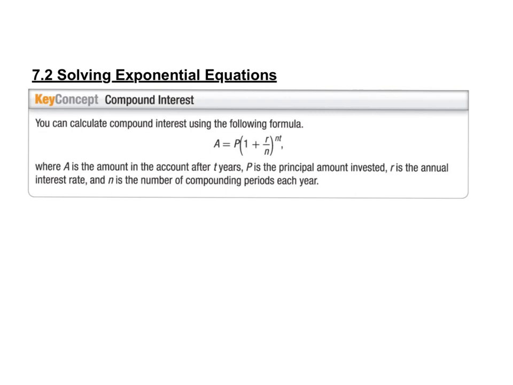So, page 1053. Alright, I gotta change off of that. Alright, so let's talk about what's going on here.